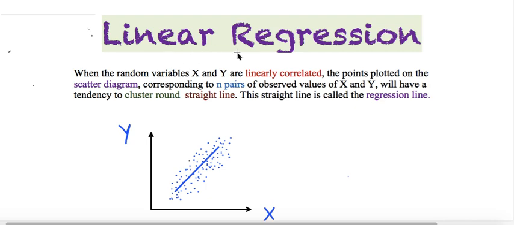I'm going to discuss with you the topic of linear regression. Basically, this is required whenever two variables are linearly correlated, and when we plot the points on a scatter diagram, we observe that there is a straight line which can fit, or the points are clustering around that straight line, and that straight line can be used for predicting variables, and that's why it is called a regression line.